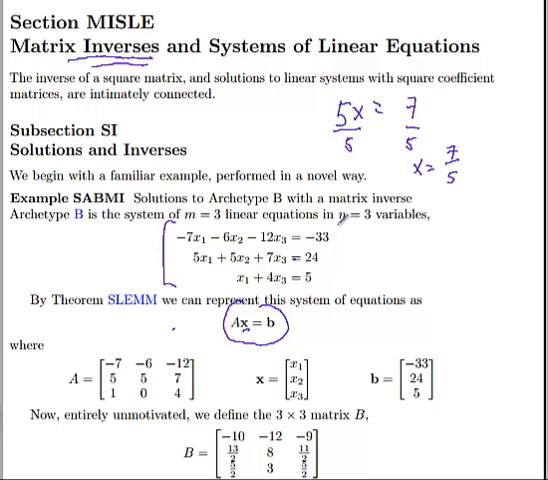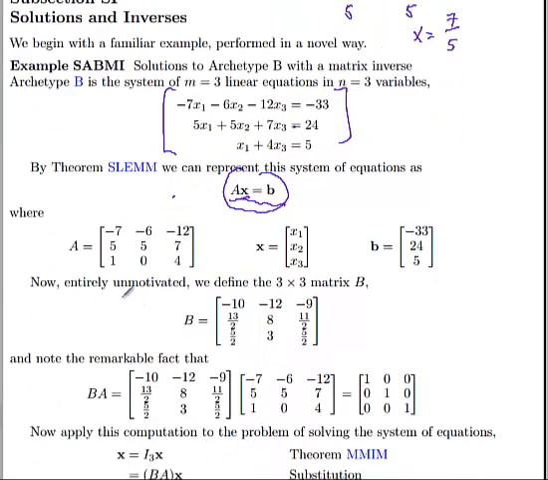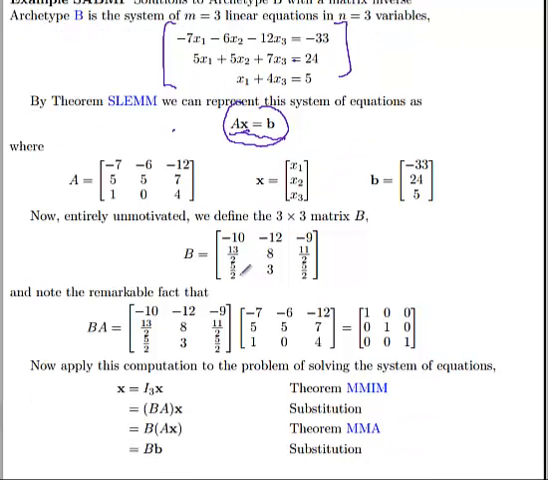So let's take this example of a system of linear equations. Now we know how to write it as a matrix vector equation. We get the matrix of coefficients, the vector of variables, and the vector of constants. Now it turns out that there's a matrix B with special properties. You can verify that this matrix B times the original matrix A ends up giving you the identity matrix.